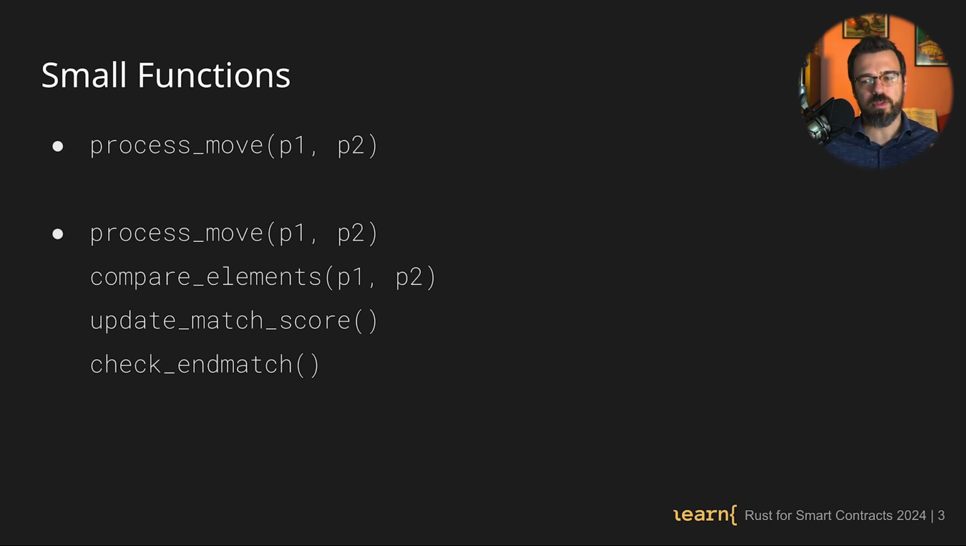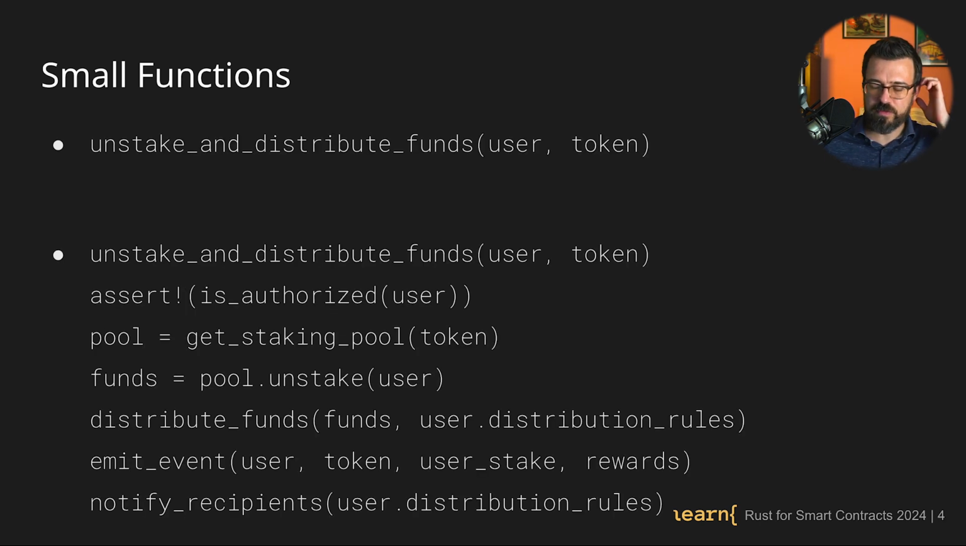You shouldn't do all this in the process move function. It becomes more complex to test. And if you make changes, then you'll have to change the tests. But if you make changes in process move and it doesn't affect these other steps, then all those other tests will still be fine. And you can be sure that you haven't changed that functionality accidentally as you updated your main function.